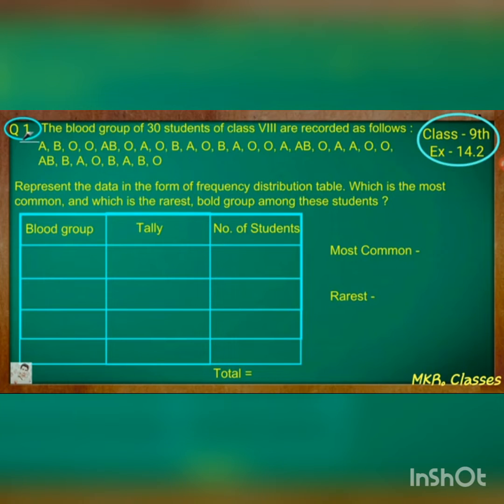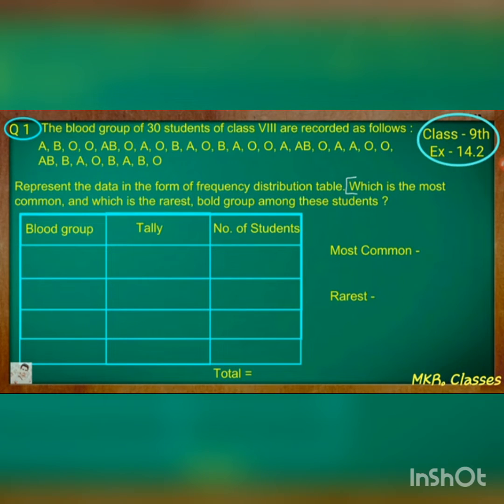Hi students, the question says the blood group of 30 students of class 8 are recorded as follows. Here in this question we are given the blood groups of 30 students, and the blood groups mentioned here are A, B, O and AB. What we need to do is represent this data in the form of a frequency distribution table.